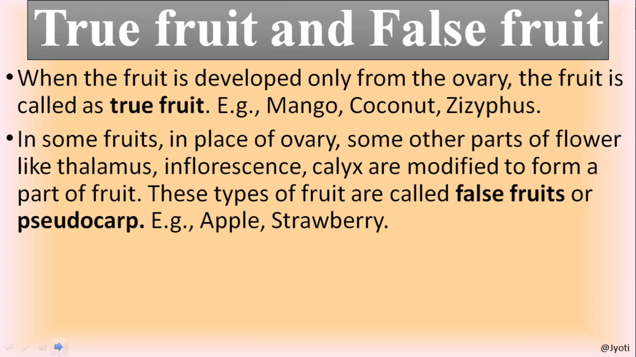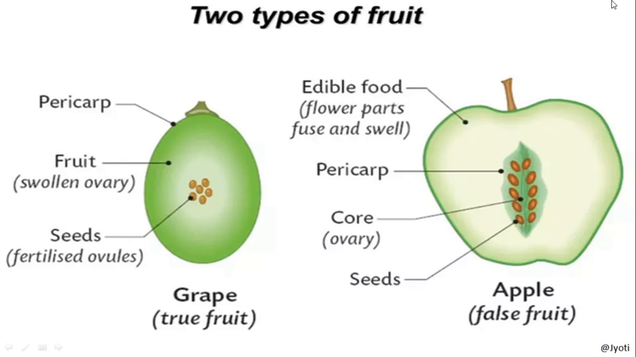Like in the case of apple, here I am showing you the two types of fruit. Here you can see this is a true fruit. Why is it called true fruit? You can see this is the thalamus. Then this is the ovary. The complete ovary is developed into the fruit. So it is a true fruit.